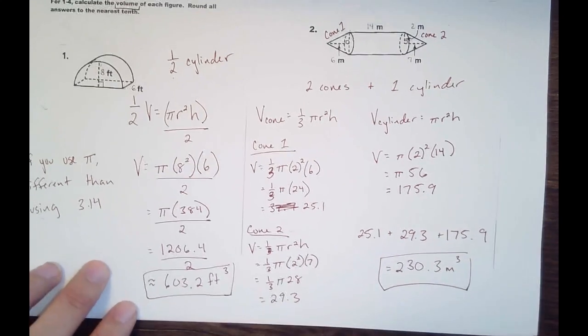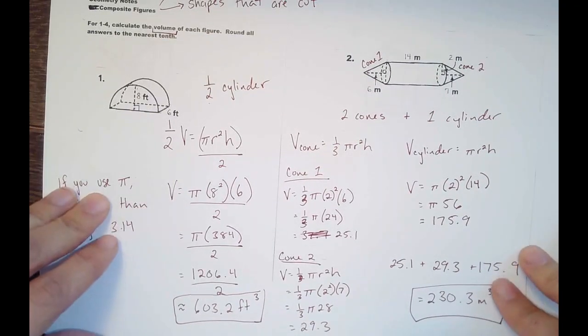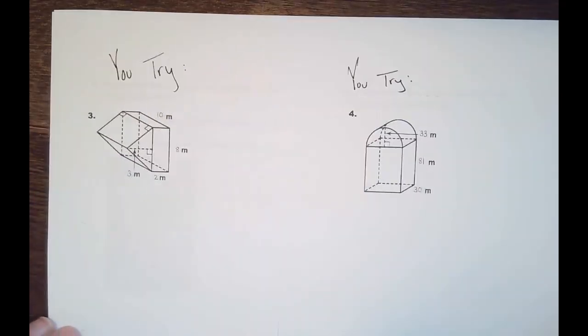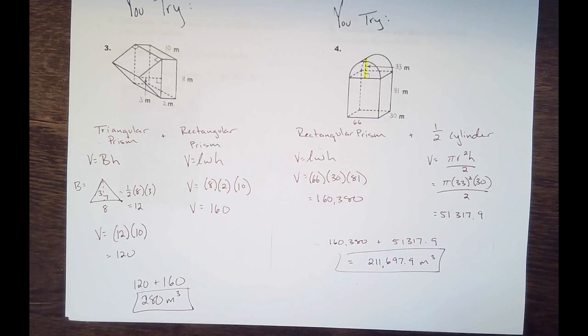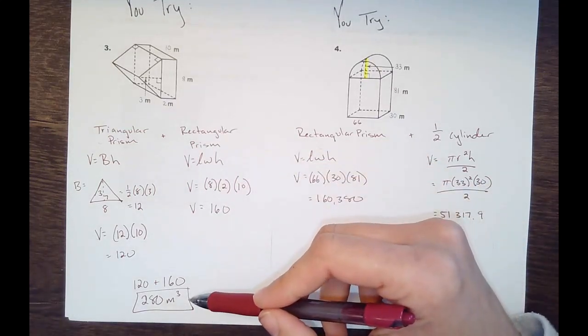Alright, so what I want you to do now is for 3 and 4, I want you to go ahead and pause, okay, and I want you to try these on your own. Alright, so after doing those, for number 3, you should have gotten 280 meters cubed, right? Because we have our triangular prism plus the rectangular prism, so you end up with 120 plus 160.